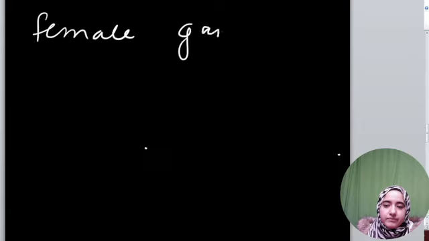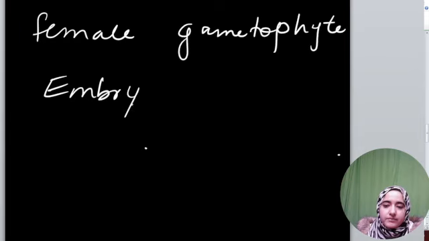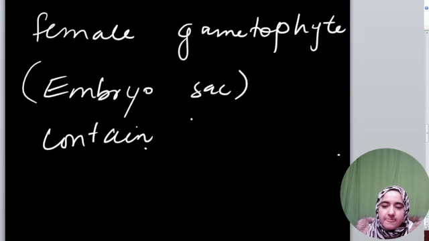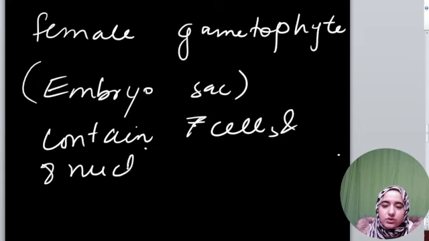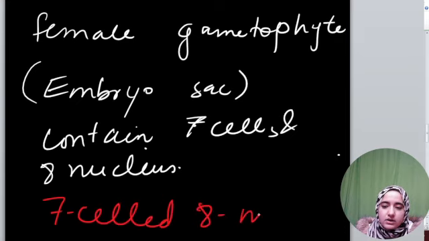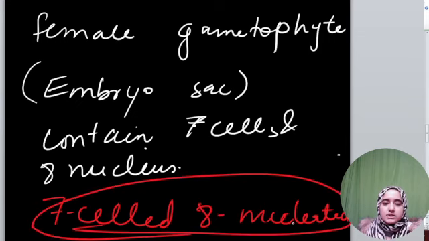I'll write it down again because it's really very important. Female gametophyte, that is embryo sac, contains 7 cells and 8 nucleus. Okay, that's why we call the structure 7-celled, 8-nucleated. I hope this concept of female reproductive structure is clear.